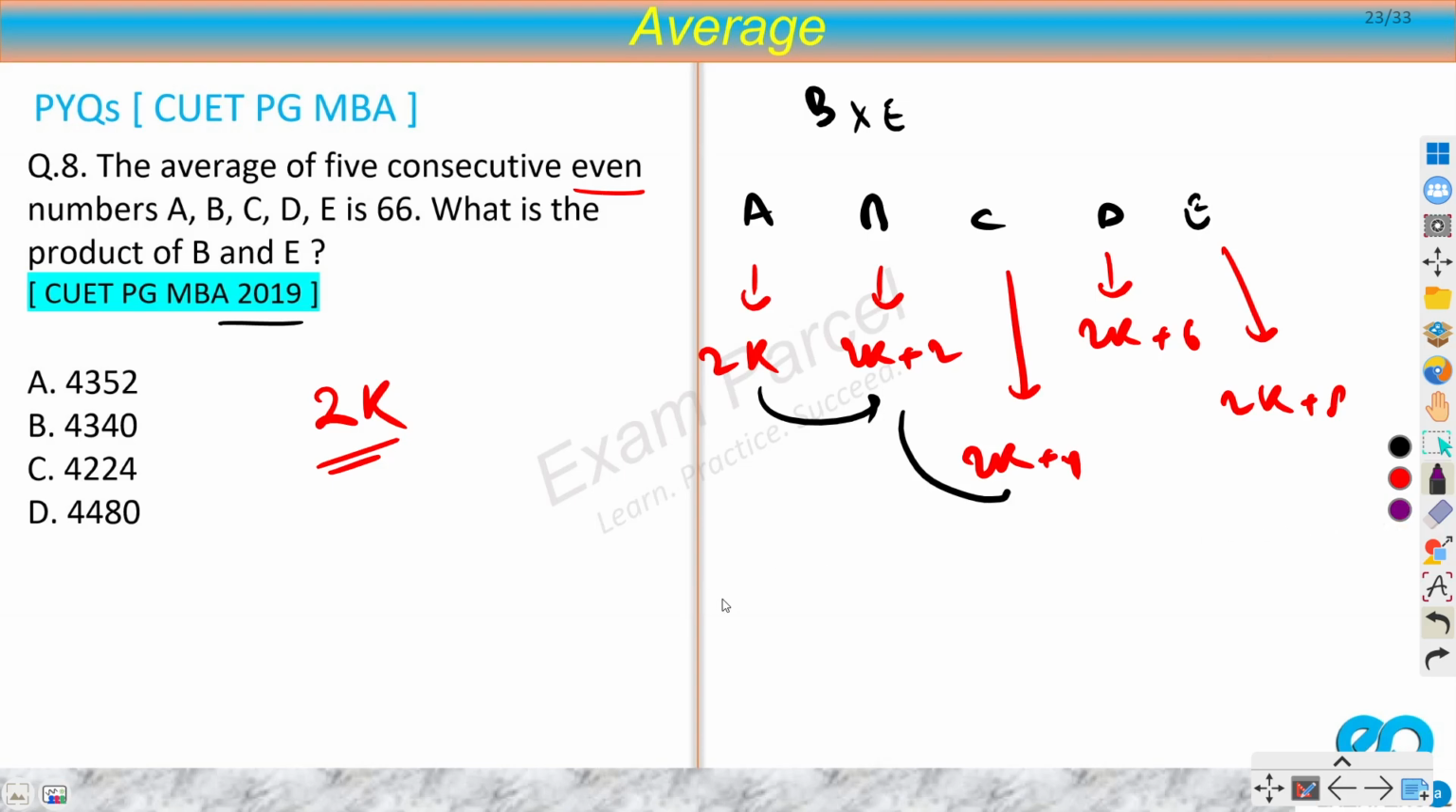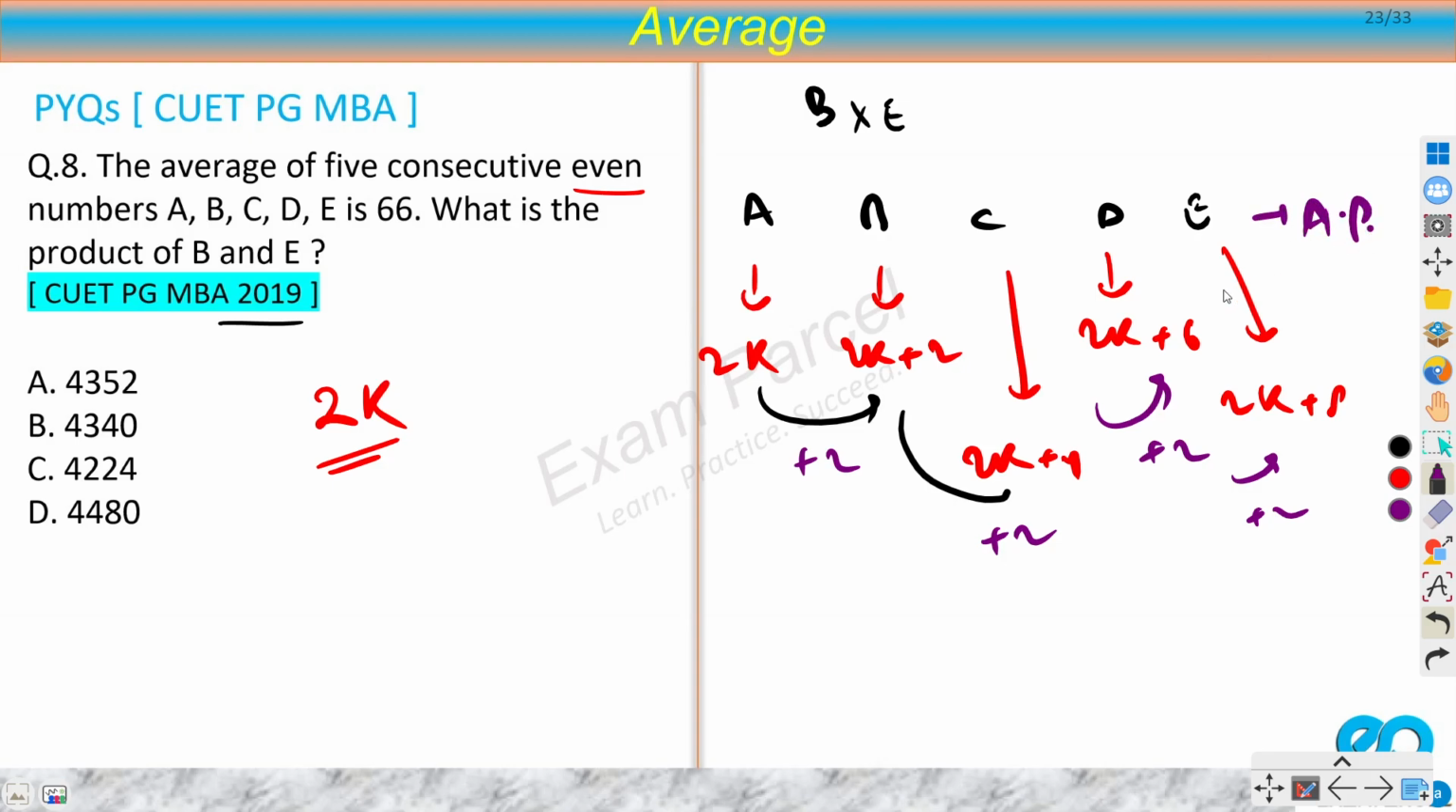Now again, same thing. We have discussed 2 or 3 questions earlier. That concept of AP, arithmetic progression. Are these numbers in AP? A, B, C, D and E. They are in AP, right? The difference is of 2 only. There is a constant difference. All numbers have difference of 2 with the next number. So these numbers are in AP.